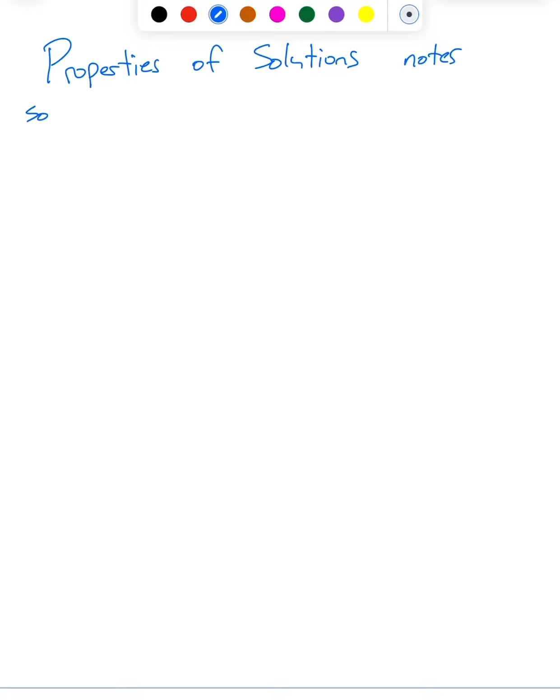First thing I want you to go ahead and write down is what a solution is. And if you can remember this from what we've talked about in class already, fantastic. If not, you can just copy what I put down. So a solution is a homogeneous mixture.